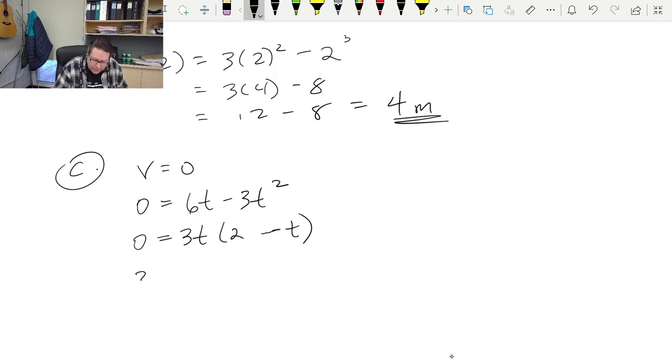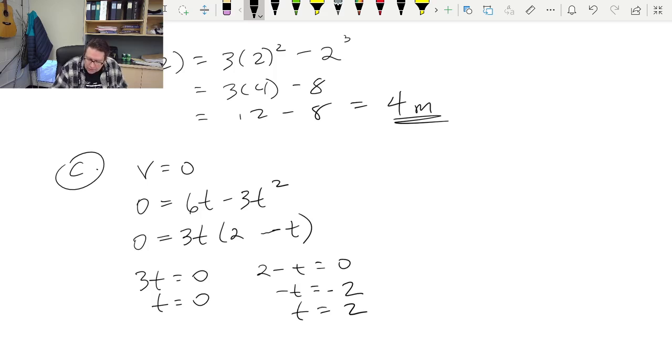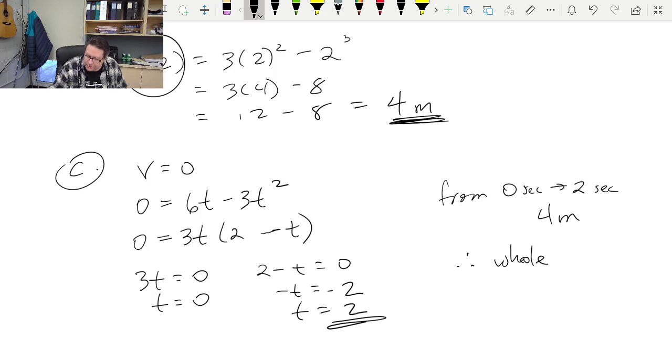The first step's still the same. 3t is equal to 0, so t is equal to 0, which is, again, a trivial answer. Or 2 minus t is equal to 0, which means that negative t is equal to negative 2, so t is equal to 2. And that's actually really handy because I already know how far we went away at time 2. So from 0 seconds to 2 seconds, we went 4 meters, and that's where we stopped and turned around. Therefore, the whole trip was 8 meters. And that's how you get the answer.